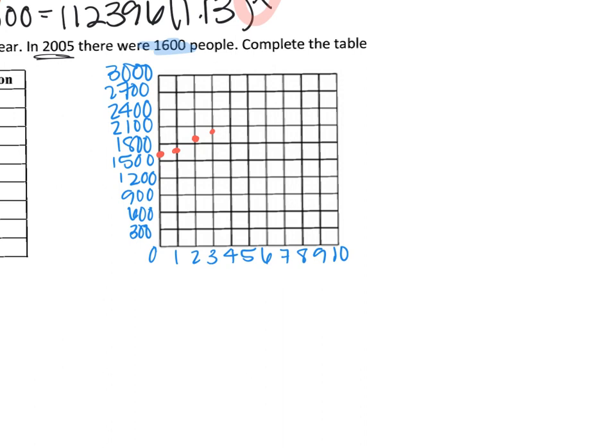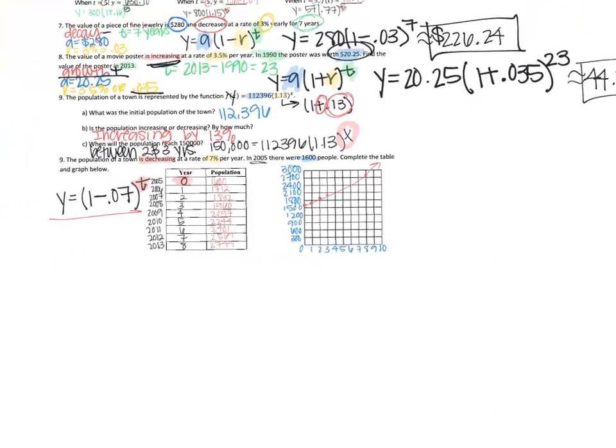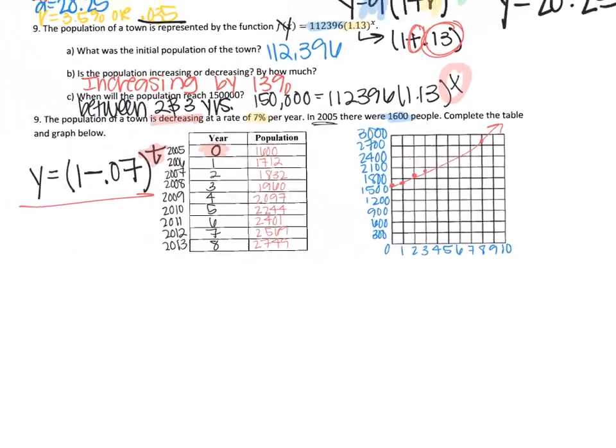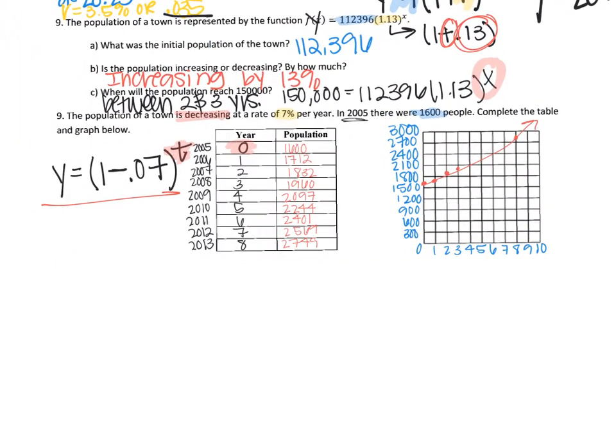0, I'm at 1,600. 1, I'm at 1,712. 2, I'm at 1,832. 3, I'm at 1,960. And I'm just going to graph. So as you can see, it's doing this. It's going up. There is our graph and our table. And again, plug it into y equals or Desmos to get your table.